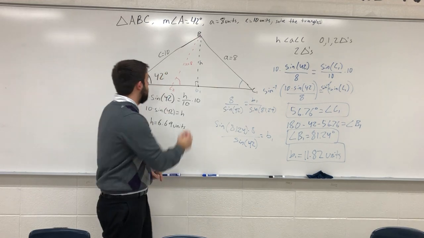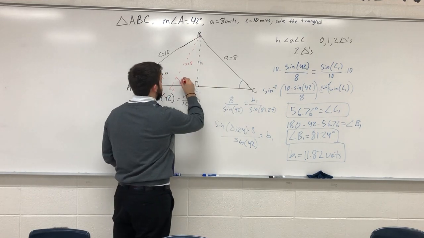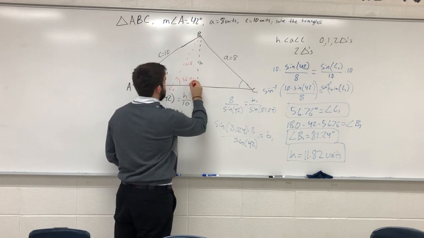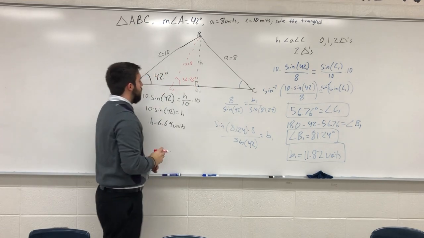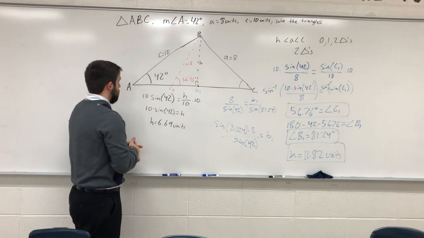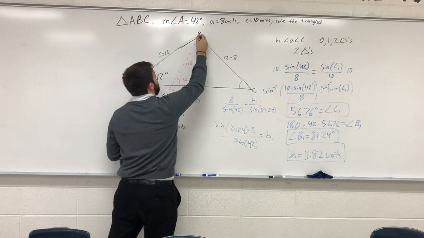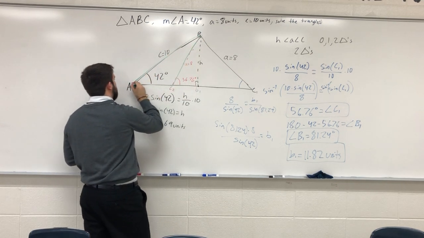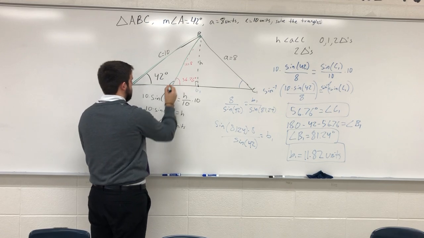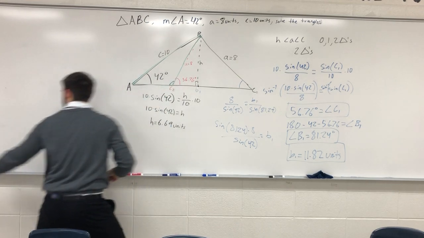to C1. And I know that C1 was 56.76. So to find my C2, what would be my new triangle? My new triangle is this one, this green triangle. I need to find this angle, C2. So I'm going to do this.